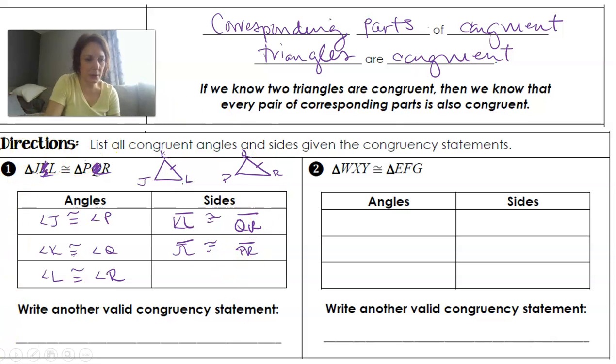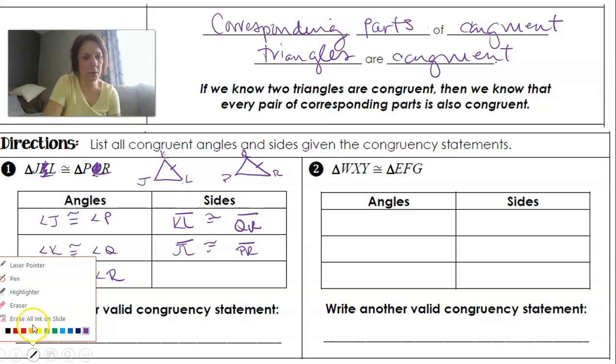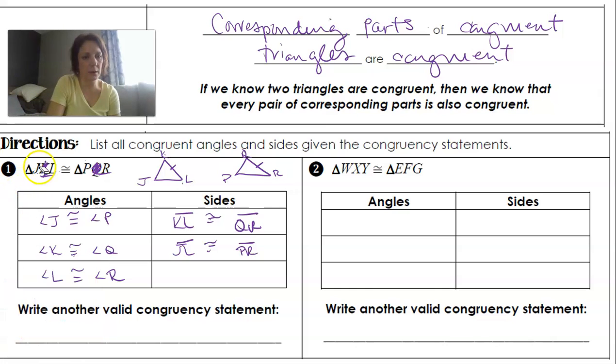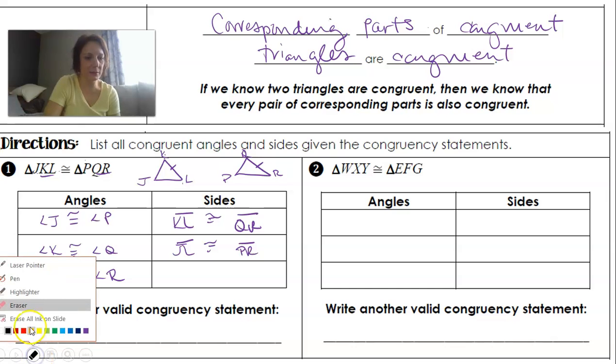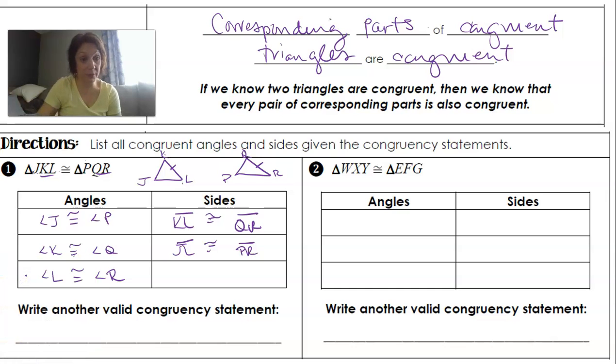And last but not least, I can block out my last letter. If I ignore my third letter here, I get side JK and side PQ. So again, look here, JK, PQ. They're in the same position if I make just a carbon copy. So JK has to be congruent to PQ.